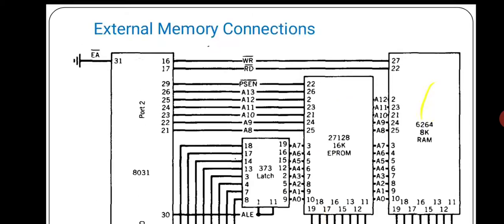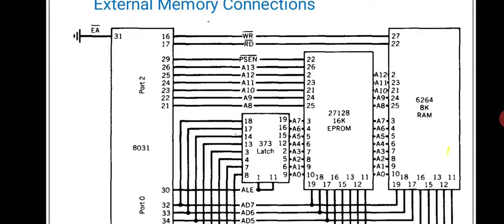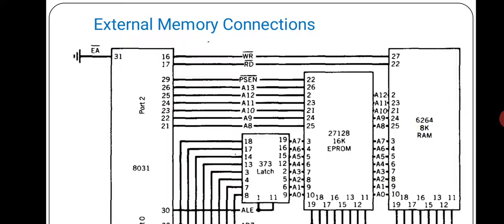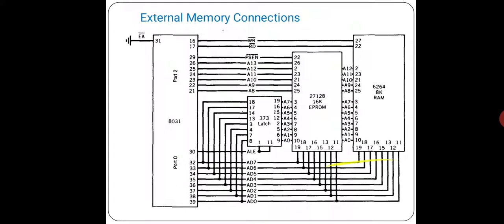Whereas this is our RAM. How many lines are connected to RAM? A0, A1, A2, A3 up till A12. Can you see here? A0 to A12, so that is 13. 13 lines for RAM, and ROM has been connected with 14. Right? 14 address lines for ROM, 13 lines for RAM. Why is this? I will show you here.